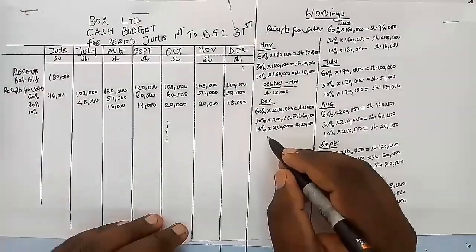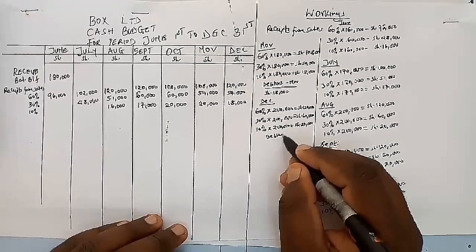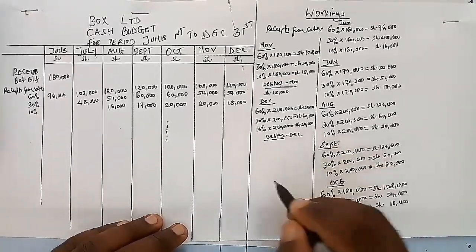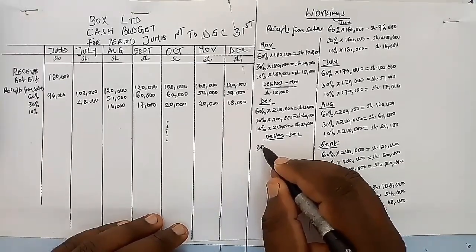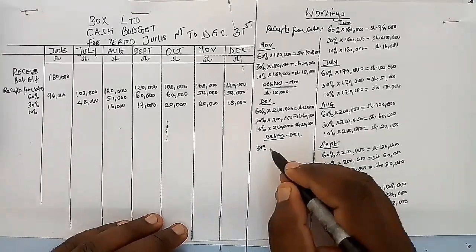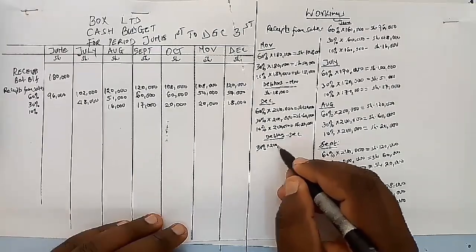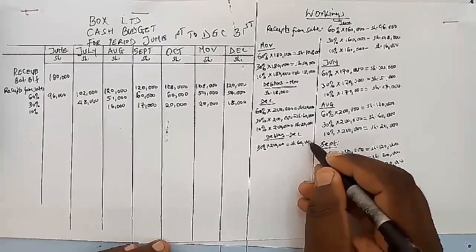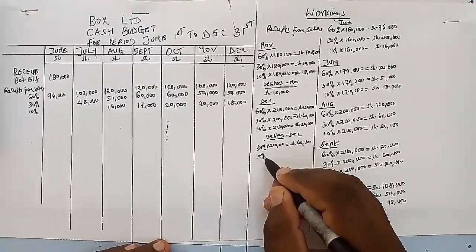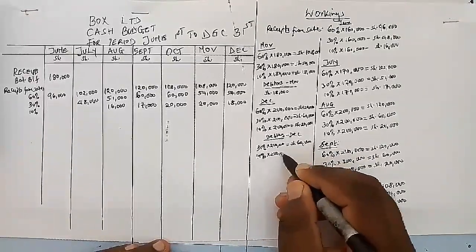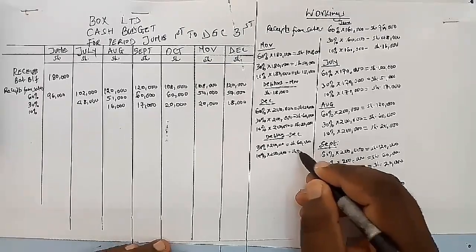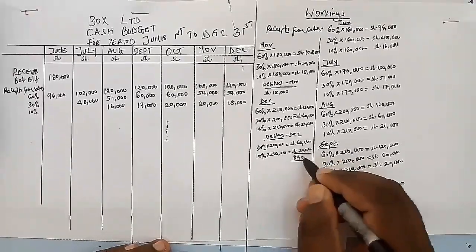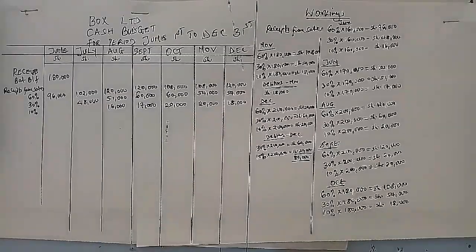120,000, and therefore the debtors here, we have the debtors there, and the debtors for the month of December will be the 30% of 200,000, shillings 60,000, and the 10% of 200,000 to be shillings 20,000. So the debtors will be owing us shillings 80,000.